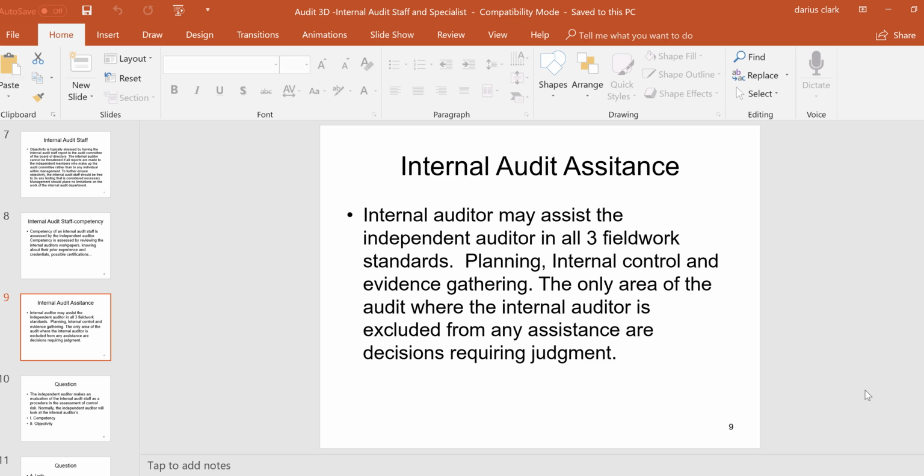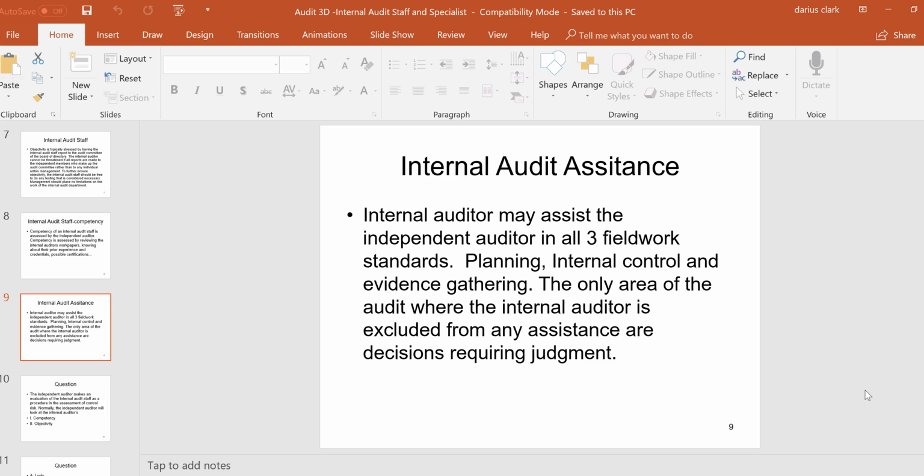They cannot help with the final assessed level of risk. That's a judgment call. Should we assess risk at the maximum level, or should we assess risk below the maximum? That's a judgment call. We've got to make that one.